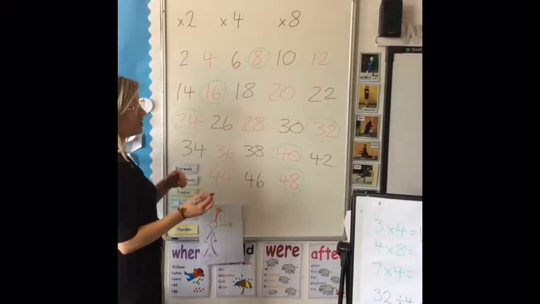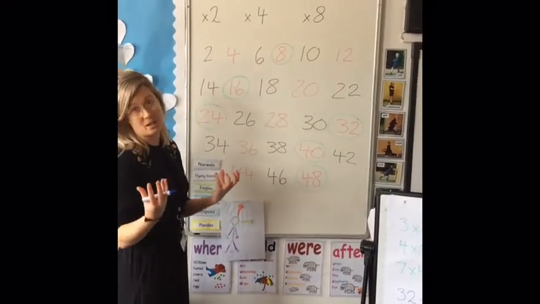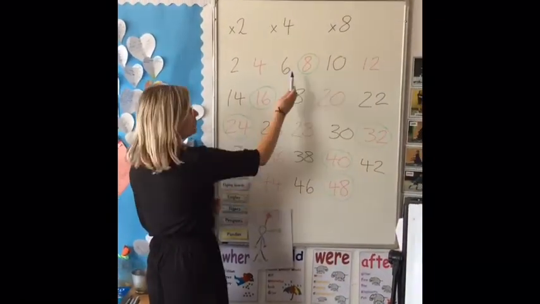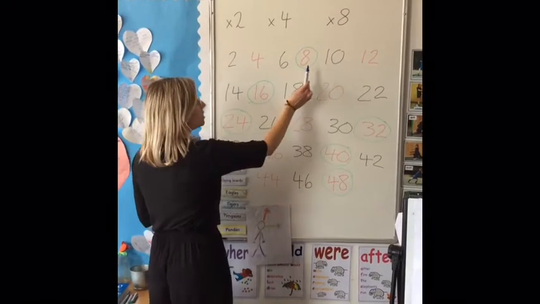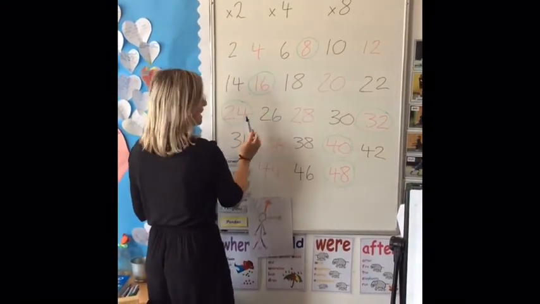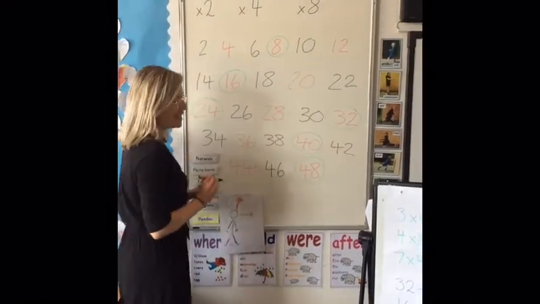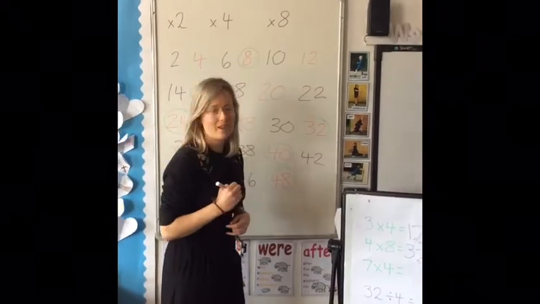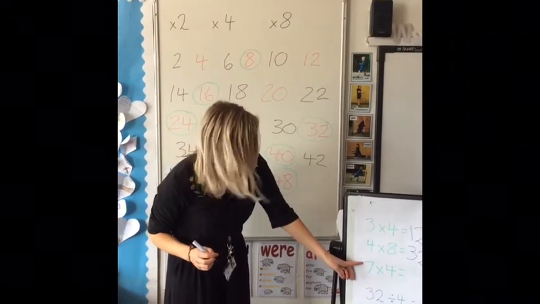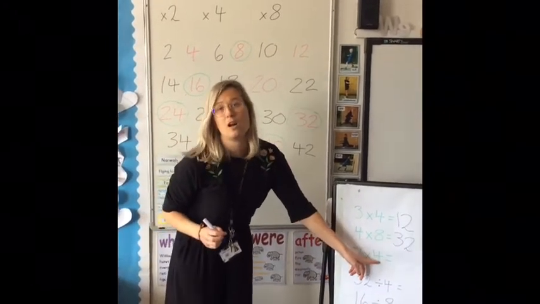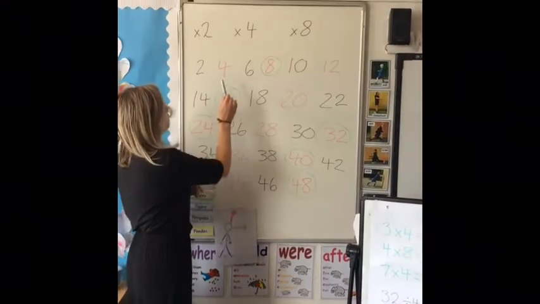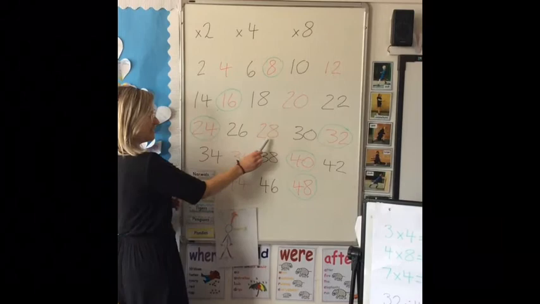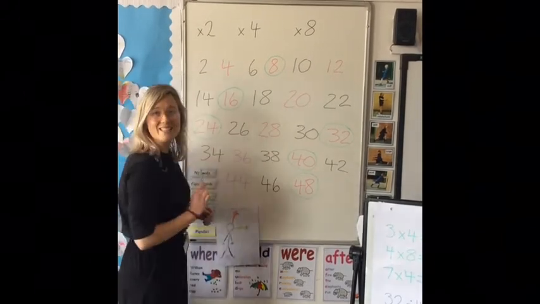Next question, 4 times 8. So I know I could look at my 4 times tables or my 8 times tables. I'm going to count up in my 8s. Now I know the 8 times table is the circled numbers. So 1, 2, 3, 4. 4 times 8 is 32. One last times table question, 7 times 4, so I'm going to count up in my 4s. 1, 2, 3, 4, 5, 6, 7. 7 times 4 is 28.